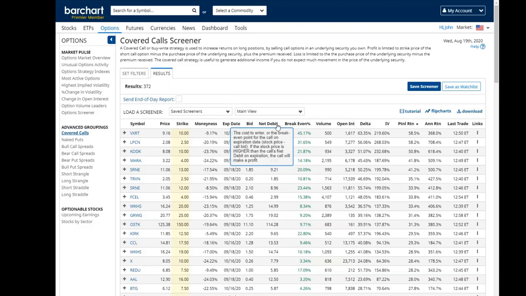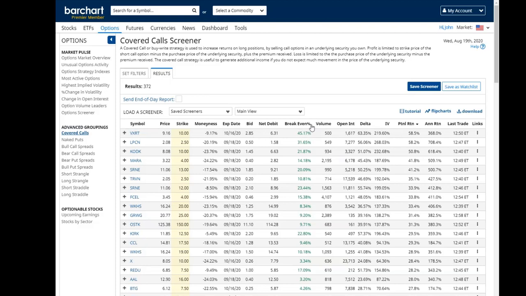And notice that it says that it is also referred to as the break-even point, right? So this is going to be important for us too. We're going to look at that value as our break-even and maybe put that value on top of our stock. Now, it does say here that if the stock price is higher than the call's net debit on expiration, then this call strategy will make a profit. That is an important concept to remember: as long as our stock stays above our net debit, we're going to make a profit.